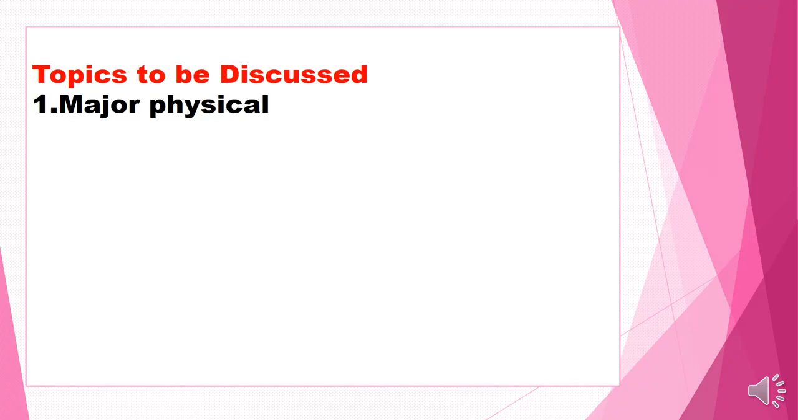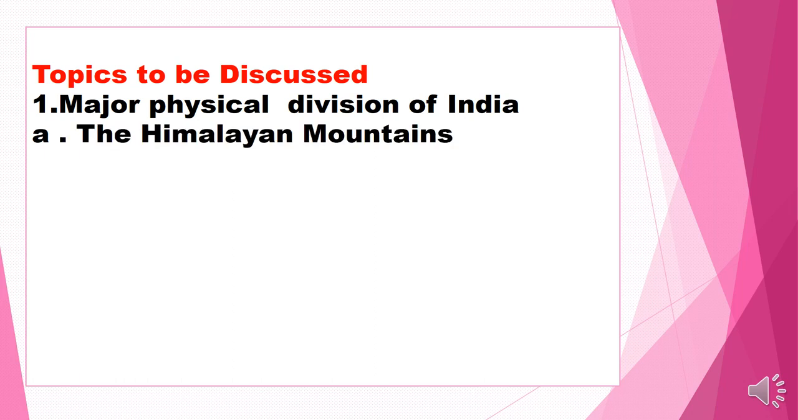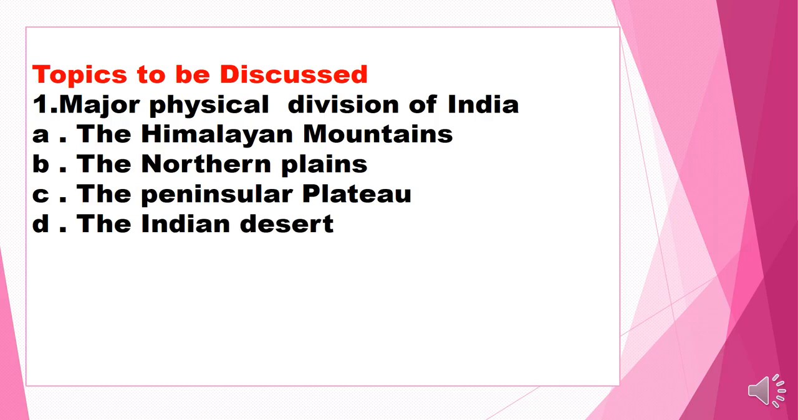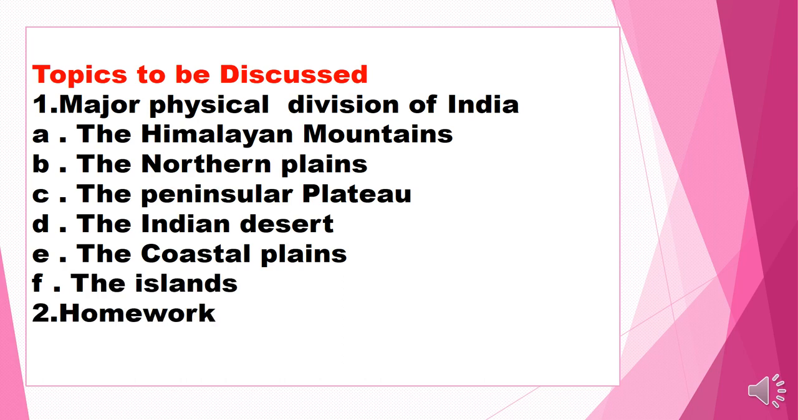In our country there are 6 major physical divisions. First, the Himalaya mountain, which means the northern border of India is covered by the Himalaya mountain. After that, the northern plain area. The Himalaya mountain and the northern plain area are the most recent landforms. After that we will discuss the peninsula. The center part of India is covered by the peninsula plateau, and the peninsula plateau is the oldest landmass on the earth, and it was a part of the Gondwana land.